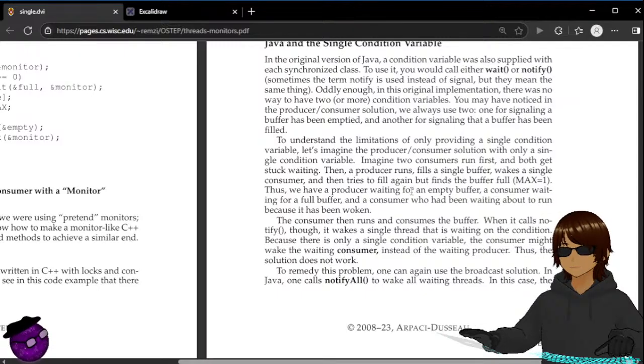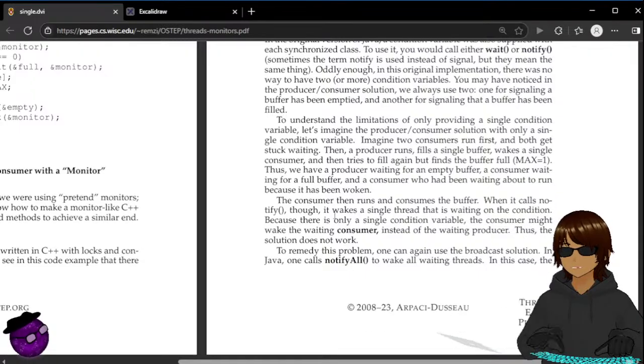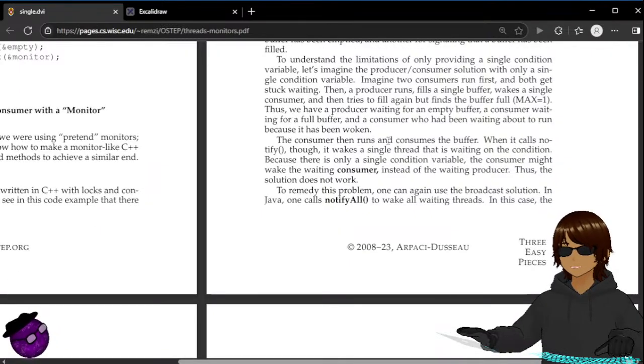Thus, we have a producer waiting for an empty buffer and a consumer waiting for a full buffer. A consumer who had been waiting is about to run because it has been woken. The consumer then runs and consumes the buffer, and when it calls notify, it wakes a single thread that is waiting on the condition. Because there is only a single condition variable, the consumer might wake up the waiting consumer instead of the waiting producer. Thus, the solution does not work.